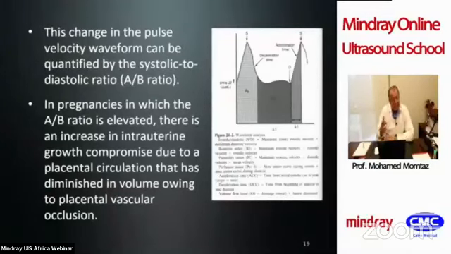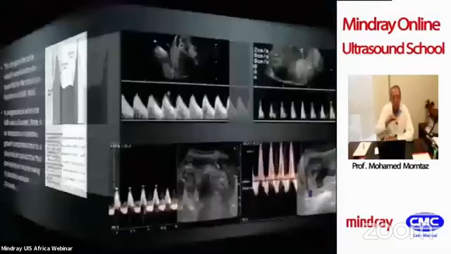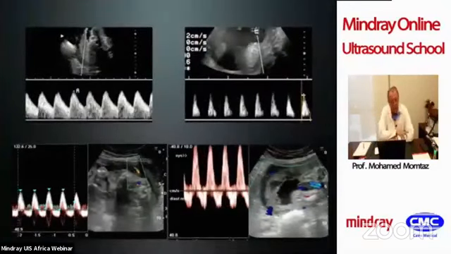These indices usually decrease with advancing gestational age. If there is placental insufficiency due to placental disease, then the opposite happens. With advancing pregnancy, this pathology in the placenta will lead to more resistance to flow, and hence will lead to decreased diastolic flow in relation to the systole. Then the ratios between the systolic and the diastolic flow will increase.